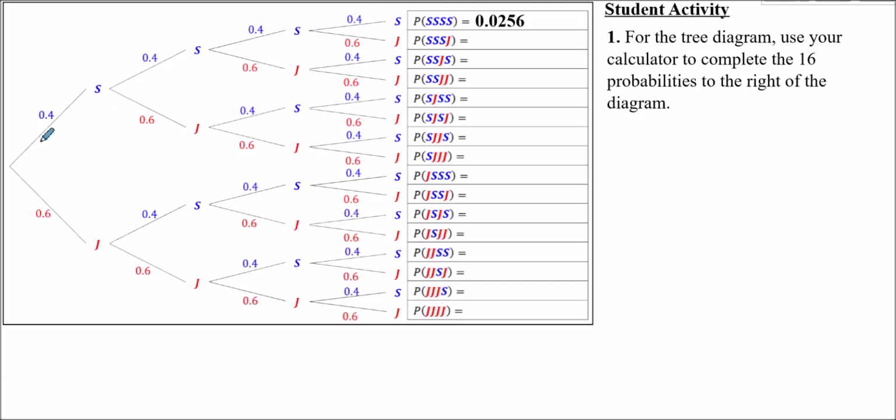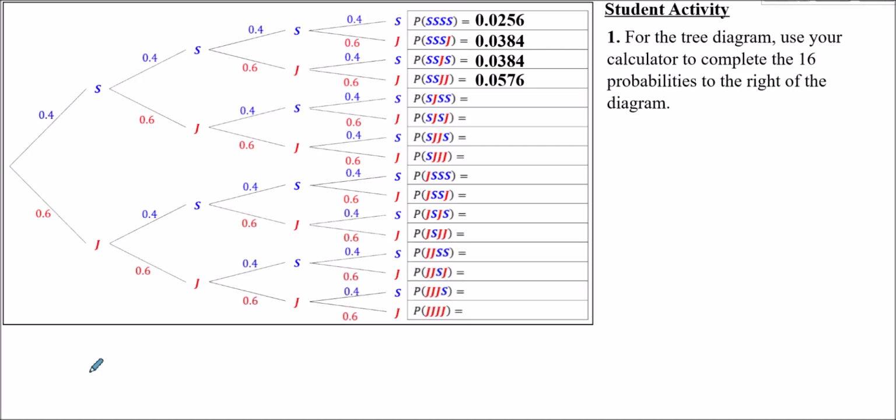The next one, Sean wins the first 3 and Jamie wins the last one. This is going down this branch. Sean, Sean, Sean, Jamie. So 0.4 times 0.4 times 0.4 times 0.6. That should have given you 0.0384. The next branch is 0.4, 0.4, then Jamie wins, which is 0.6, then multiply by 0.4. You should have got this value. Now, if we just carry on a bit quicker, you should see some patterns forming. So that's for Sean winning the first 2 and Jamie winning the last 2.